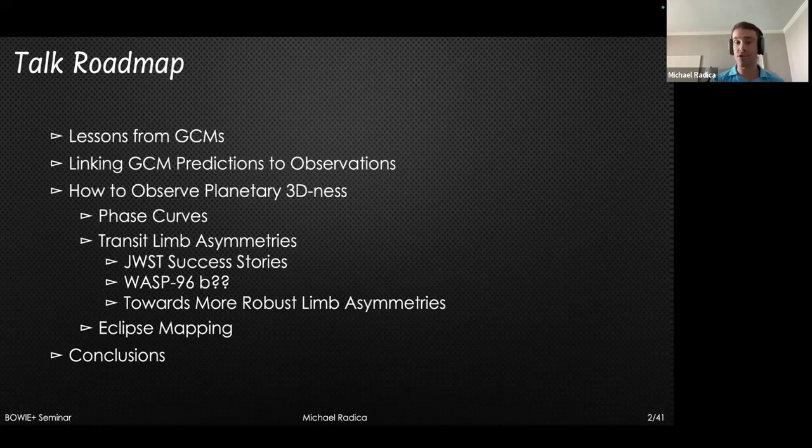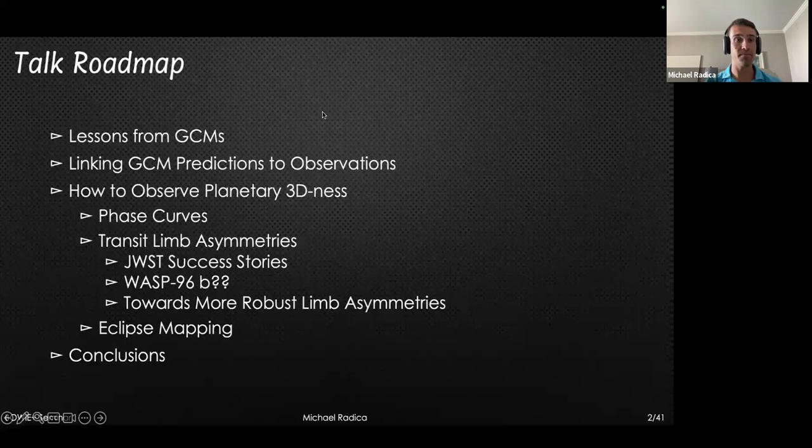Things like transit limb asymmetries, which is what I'm going to focus the most on. And then also, if we have time, moving a little bit into what we can do with eclipse mapping as well. And then we'll wrap up with the conclusions.